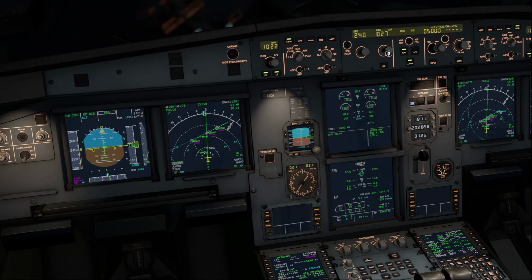The moment this frame was captured, the controller had just advised fly present heading, effectively shortcutting the approach. As you can see, the crew has already complied with the instruction. By the time the shortcut is given, they are already about 1,500 feet above their vertical profile. And on top of that, they have at least a 10-knot tailwind component.